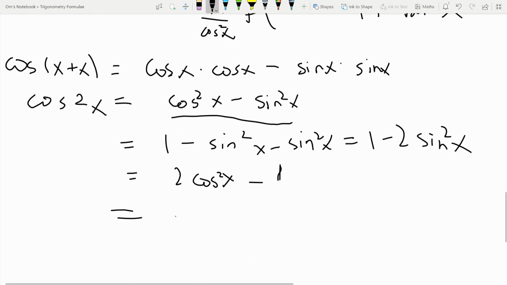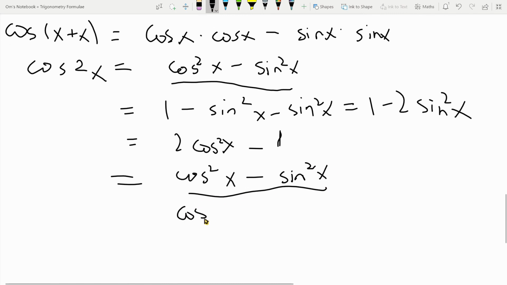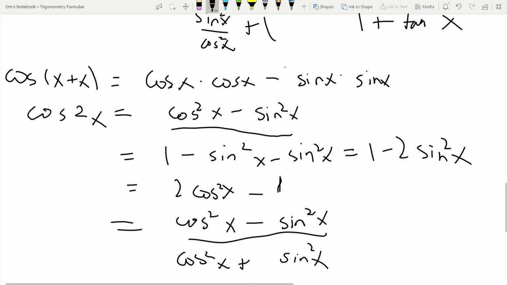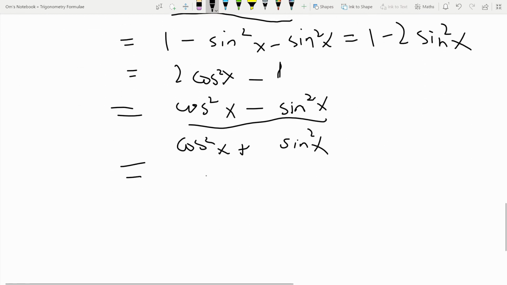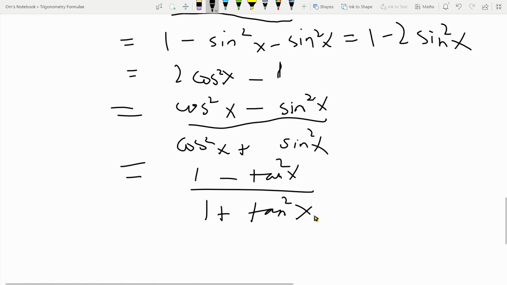That is, we divide the whole thing by cos square x. I mean, sin square x plus cos square x. And so we can write this as cos square x minus sin square x by cos square x plus sin square x. Now when you do the whole procedure that you just did over here, by dividing it by cos square x, we actually find that this is equal to 1 minus tan square x by 1 plus tan square x.